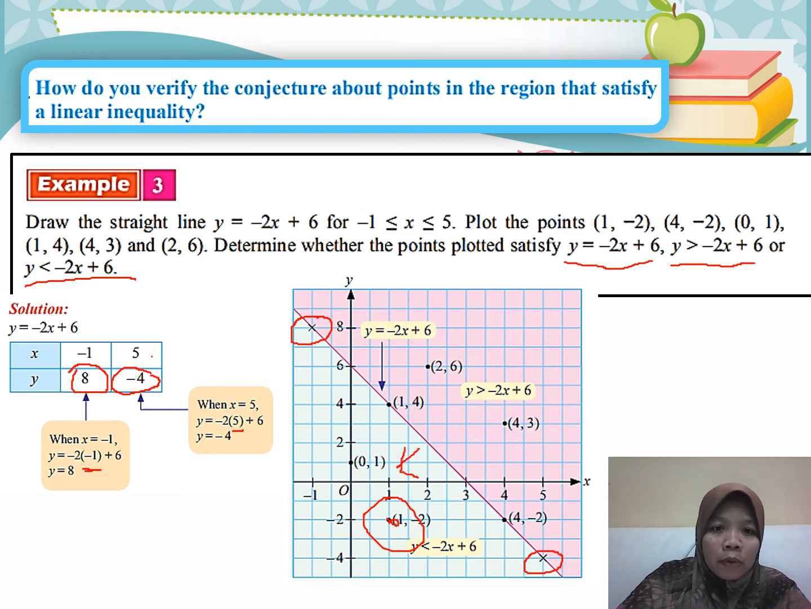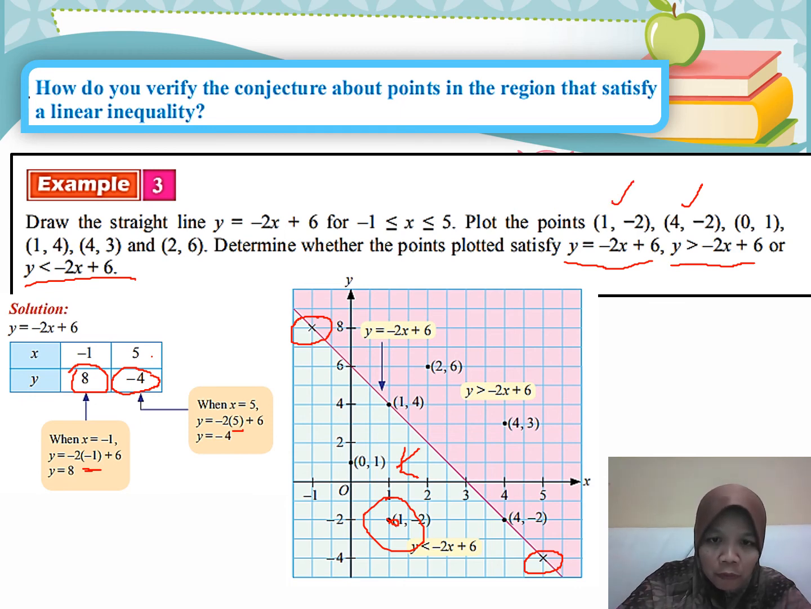So we know that y is less than negative 2x plus 6 for this point. The point satisfies y less than negative 2x plus 6. Now let's take point number 2. Number 1 is done. Number 2 is 4, negative 2.